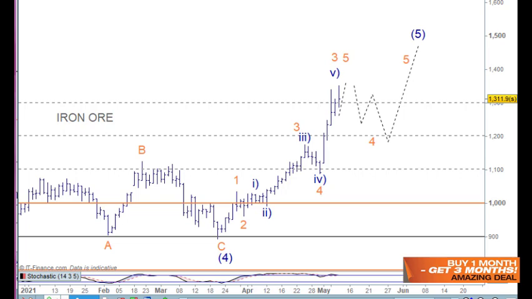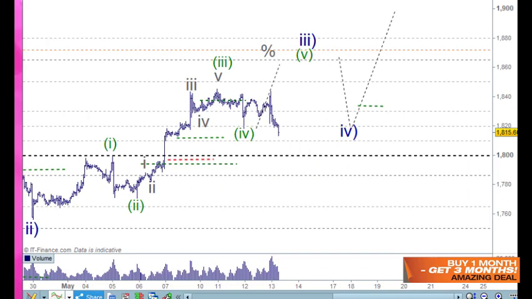So the next one will be gold. Oh, gold's dropped a bit, so I haven't looked at any of these this morning. It's a bit short on time.